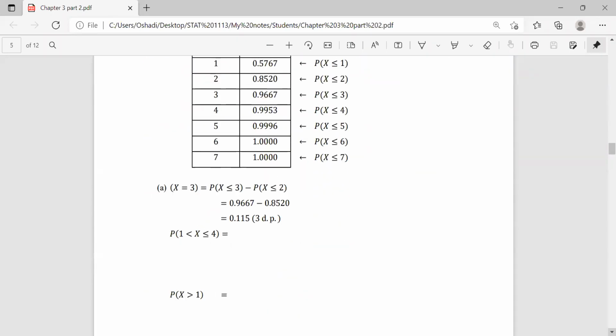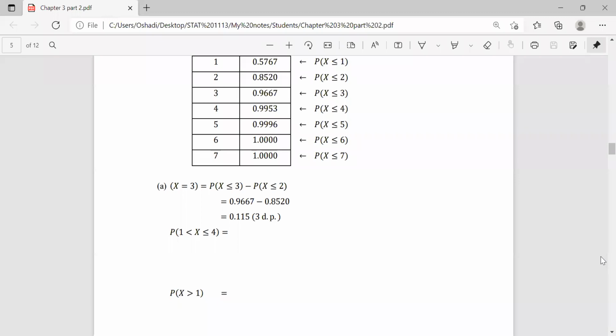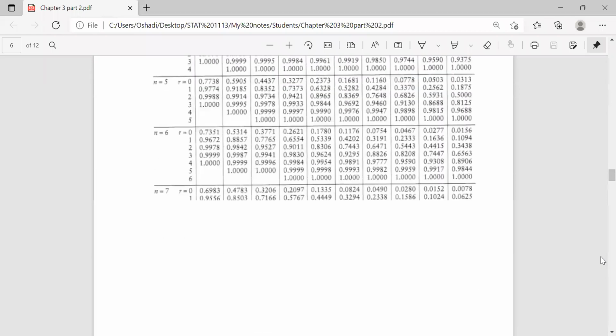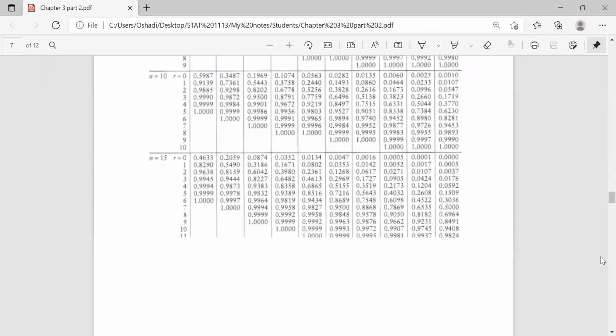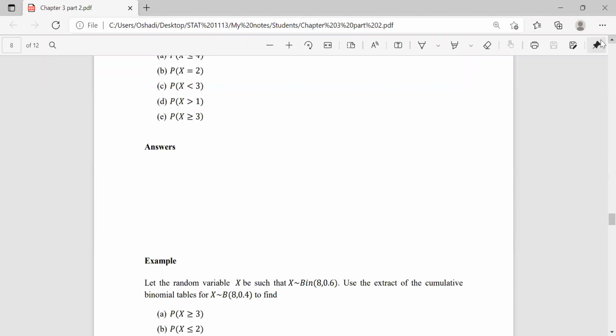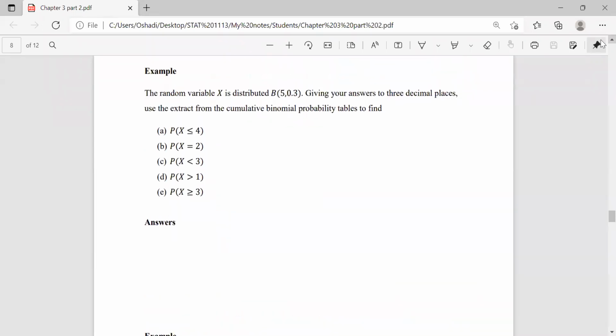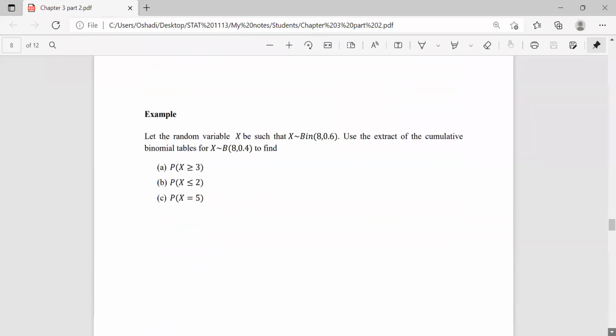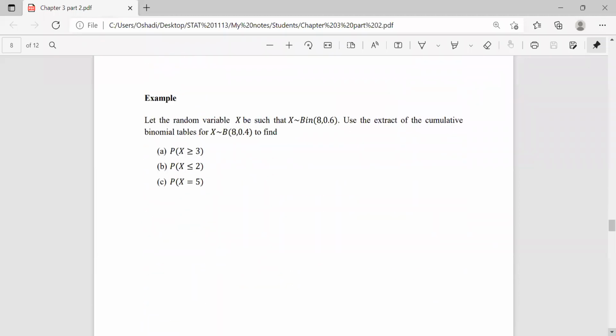That is denoted in cumulative probability tables, or binomial probability tables. So we learned how to obtain probabilities using the cumulative binomial probability tables. And then we were discussing some examples as well, right? We discussed the first example Monday, I guess. Sorry, part A. So did you try the other parts?